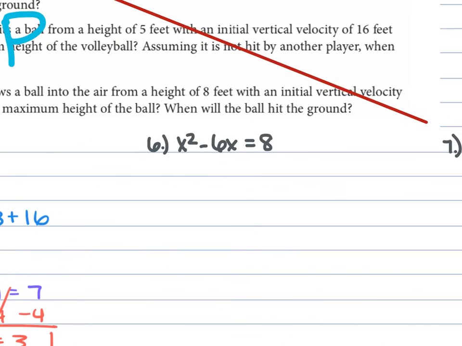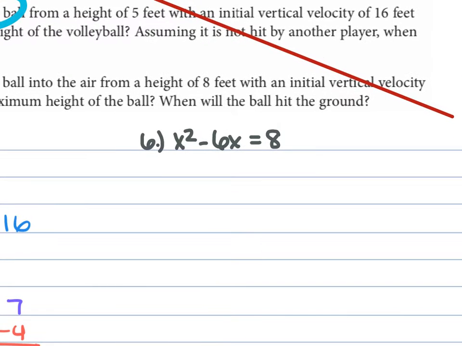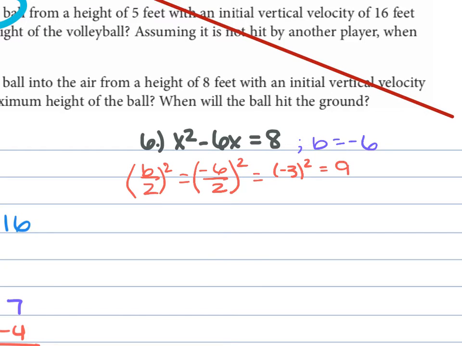For number 6, we're given x squared minus 6x is equal to 8. Our constant's already on the side by itself, so our b is negative 6. We're going to do b over 2 squared. B over 2 squared gives us negative 6 over 2 squared, which is negative 3 squared, and that is 9. The 9 is going to be added to the 8, as well as the x squared minus 6x. So we're going to have x squared minus 6x plus 9 is equal to 8 plus 9.